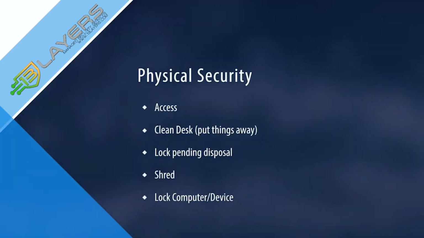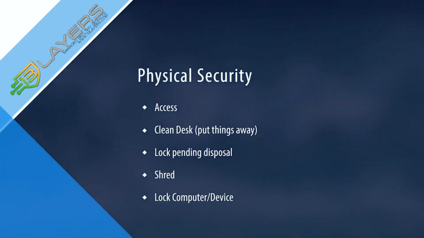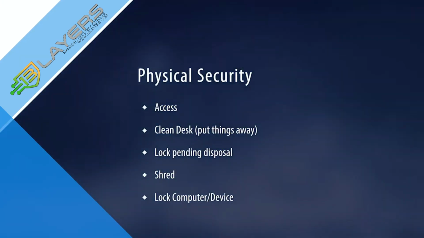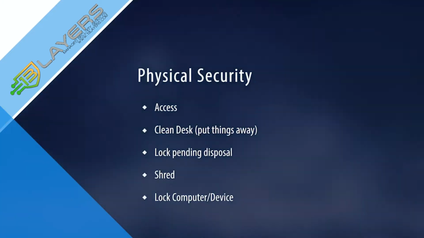Items that contain non-public data should be locked when not in use. When the information is no longer needed, the information should be properly destroyed, such as by shredding. Items pending destruction should be appropriately secured as well. Users should also lock or shut down computers or devices when they are not actively being used. The system should require a password or code to obtain access.